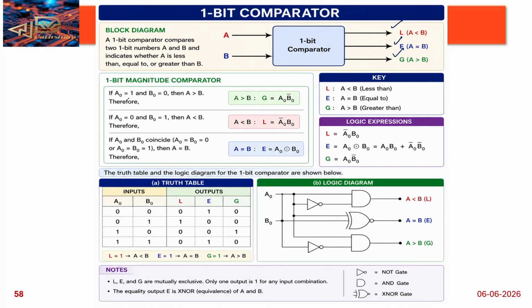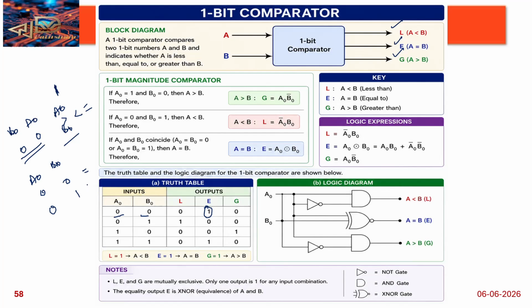Suppose A naught and a 1-bit comparator, right? So 1 bit means A naught and B naught are the values. A naught greater than condition, less than condition, equal to condition. Suppose this is my A naught and this is B naught. If A naught is 0 and B naught is 0, both are equal, right? Then what is the value? For the equal to condition I am getting 1 here. So 0, 0 gives the equal to condition.